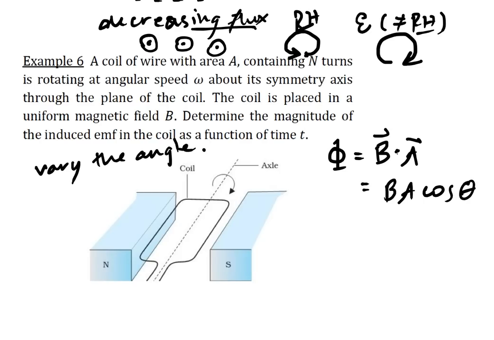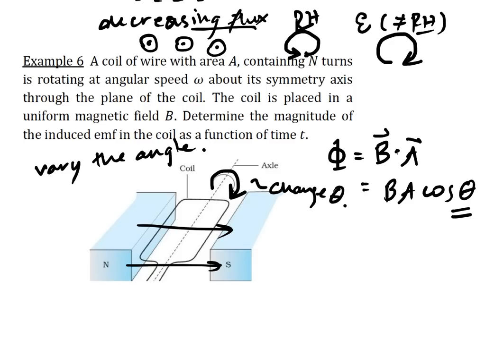So whenever this theta is changing, for example, if you get a coil in a magnetic field, and the coil is rotating, that means the angle theta is changing. So that's the idea behind this.